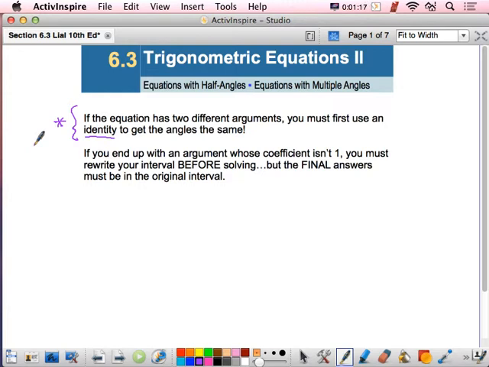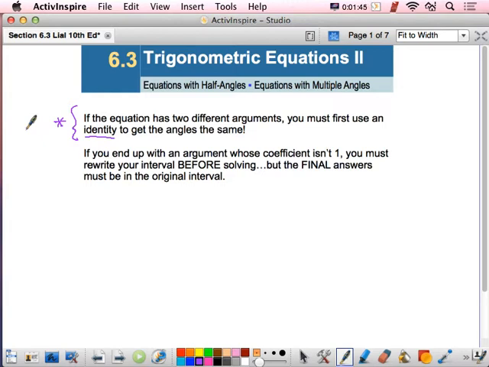All right, so if the angles are different, you have to get them the same by using an identity. And here's the part that's going to take you guys a little time to understand. If you end up with an argument whose coefficient isn't 1, you must rewrite your interval before solving. And we'll talk about what that means. But the final answers have to be back in the original interval. And they will if you work it properly. So there's a whole different mindset that has to go on here.